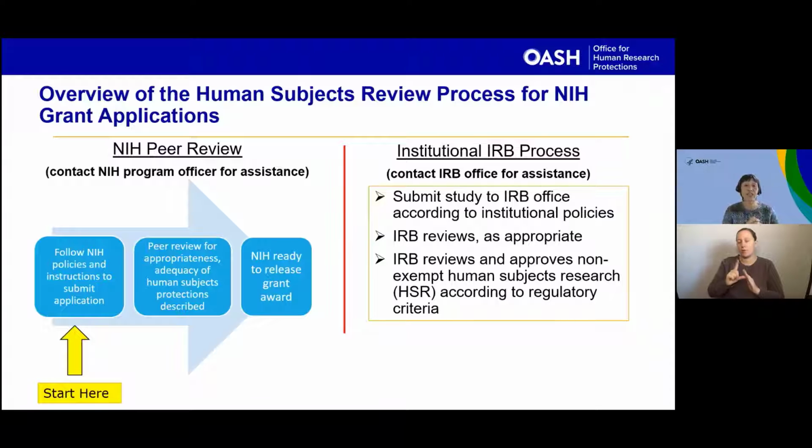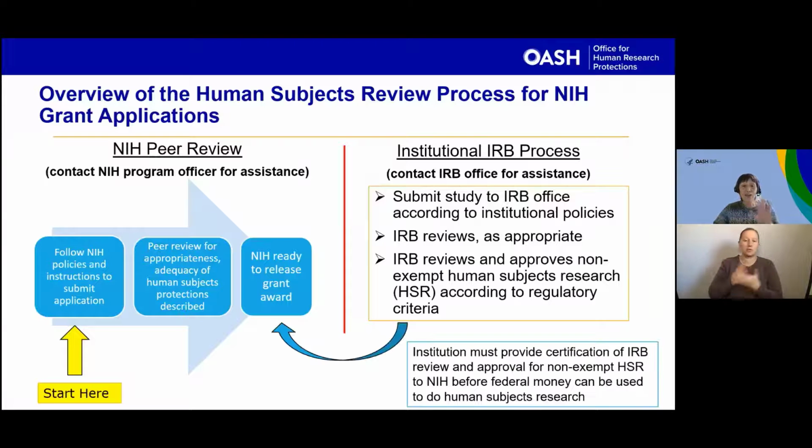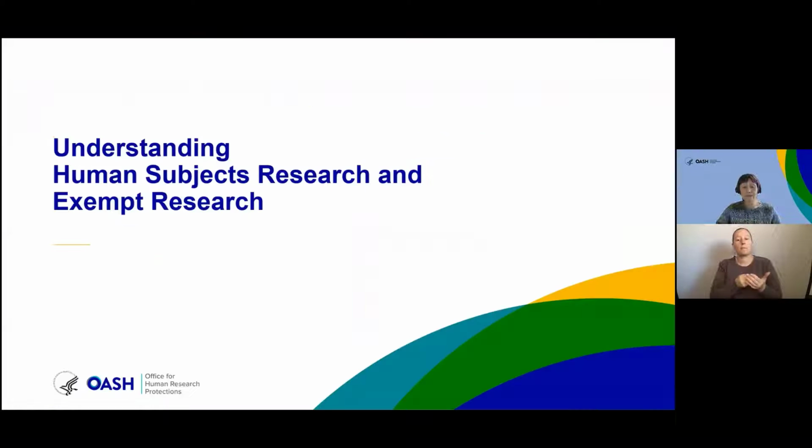One way or another, the IRB office is there, hopefully, to help investigators get their projects and the human subjects protections part in place. Now, once that's done, for non-exempt human subjects research, you need to get an IRB certification that yes, the IRB board or the IRB reviewers have looked at it in the manner dictated by the regulations, and they certify that. Now you're ready to send this back to NIH for the grant money to be released.